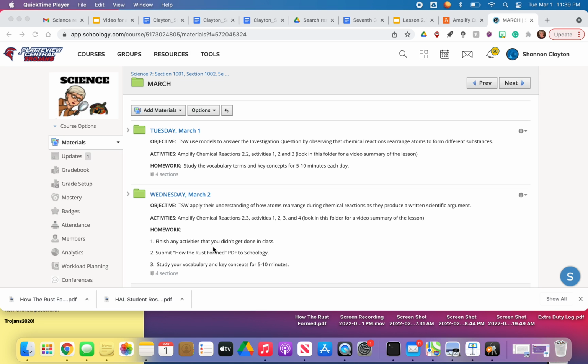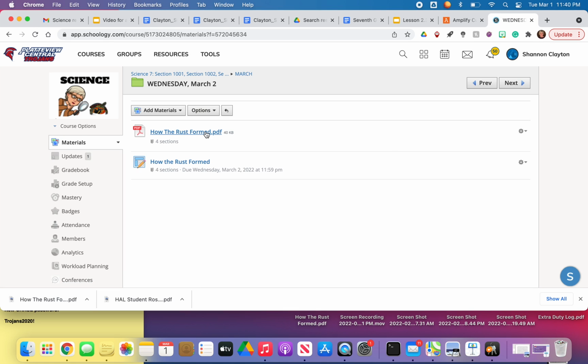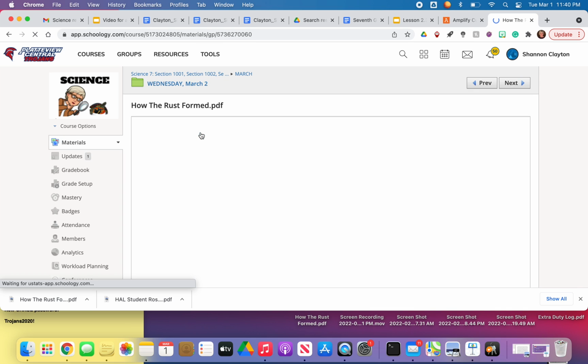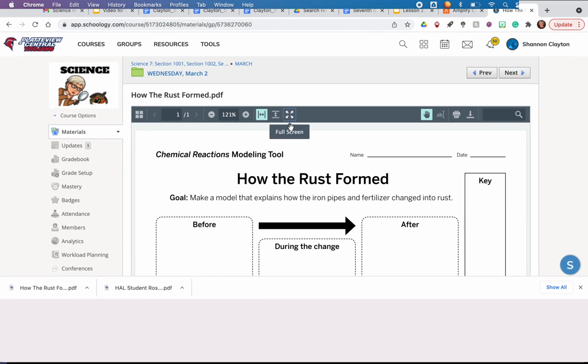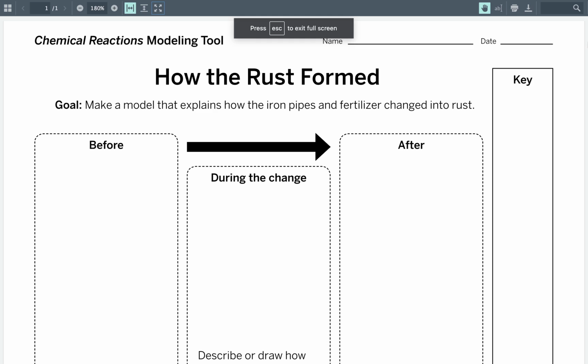Your homework today is to finish any activity that you don't get done in class. Also, there is a worksheet that you're going to submit. It's in here, the rest form. It's a PDF. I don't have any hard copies for everybody, but I think it would be easier for you to complete it in GoodNotes. So go ahead and take a minute right now, and put this PDF in GoodNotes, and then we'll get to that later. Go ahead and pause the video and copy this PDF into GoodNotes.